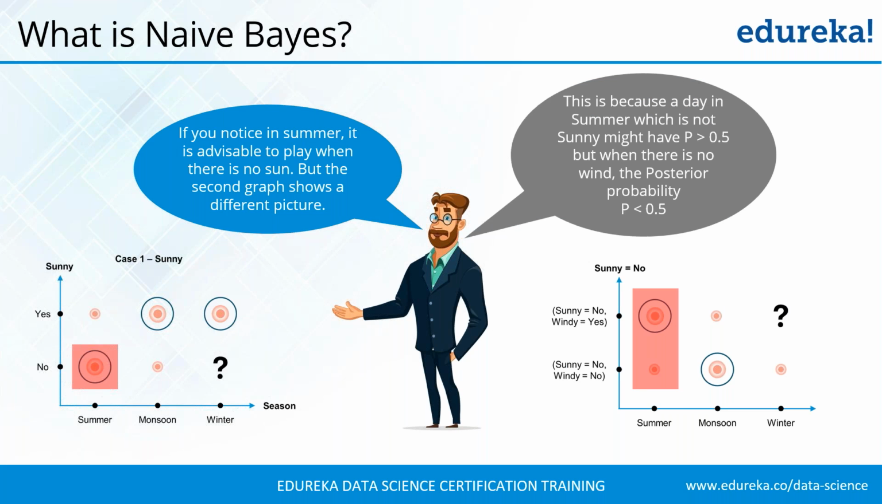What is really happening here is that when you have one attribute, let's say sunny here, and we augment that attribute's information with one more attribute, let's say windy here.